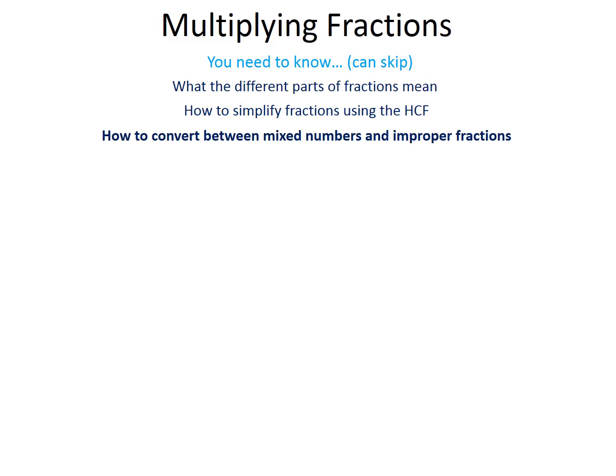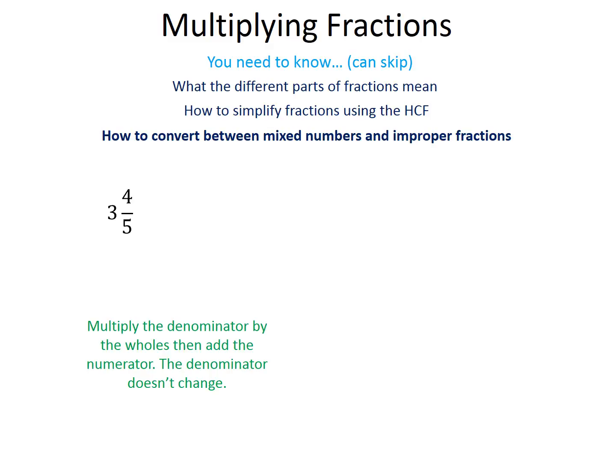We're also going to do some converting between mixed numbers and improper fractions. And so if I've got 3 and 4/5 and I want that to be an improper fraction, I am going to multiply the denominator by the number of wholes, and that tells me how many pieces they've got in total, and I'll just add the extra 4 pieces that I've got on top. So it'll be 3 times 5 plus 4, that's 19, so I end up with 19 over 5.